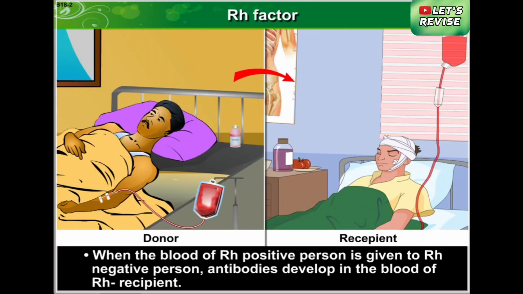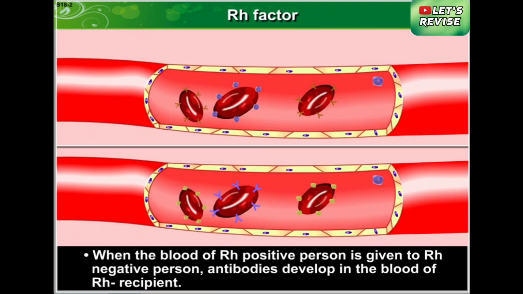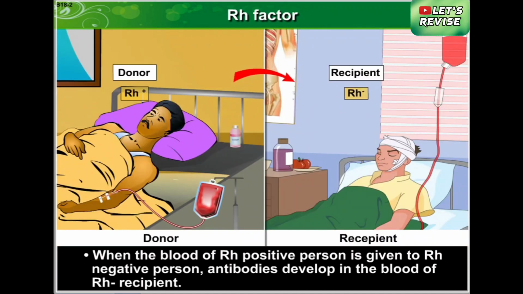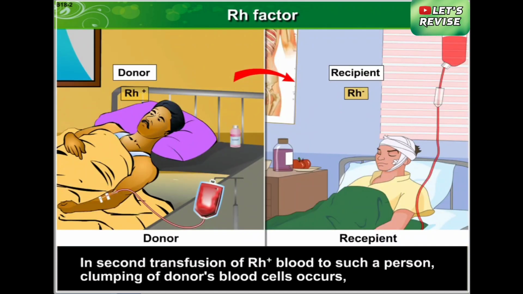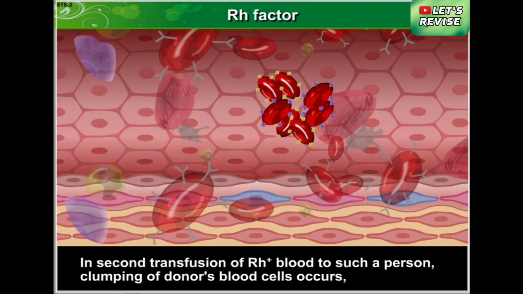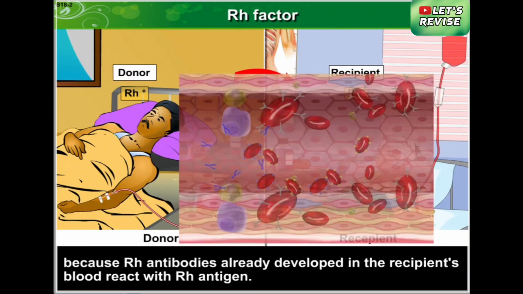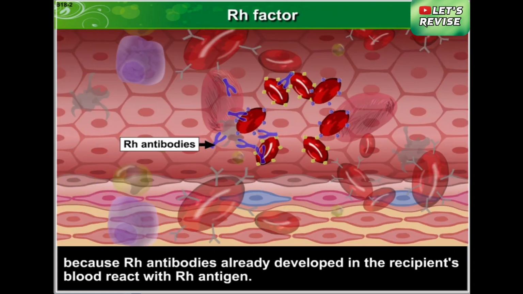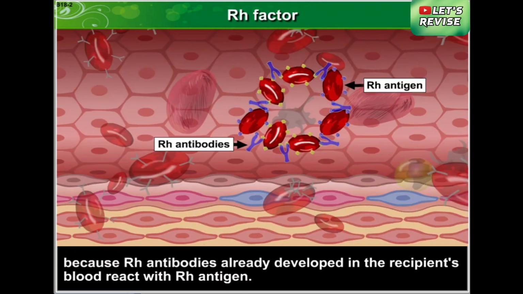When the blood of Rh positive person is given to Rh negative person, antibodies develop in the blood of Rh negative recipient. In second transfusion of Rh positive blood to such a person, clumping of donor's blood cells occurs because Rh antibodies already developed in the recipient's blood react with Rh antigen.